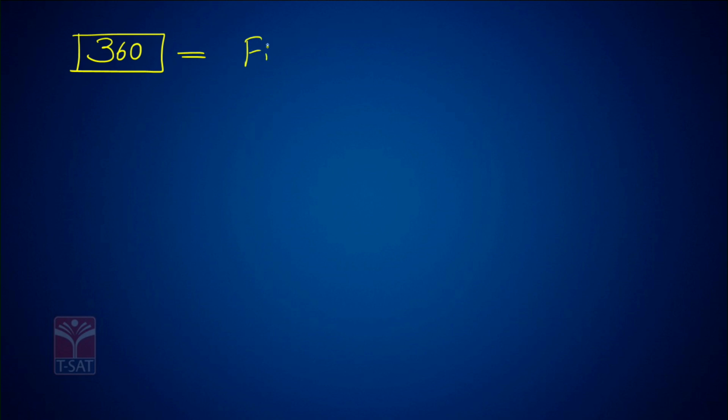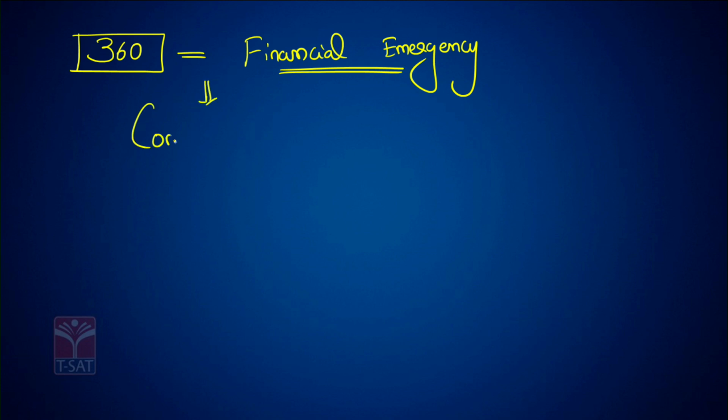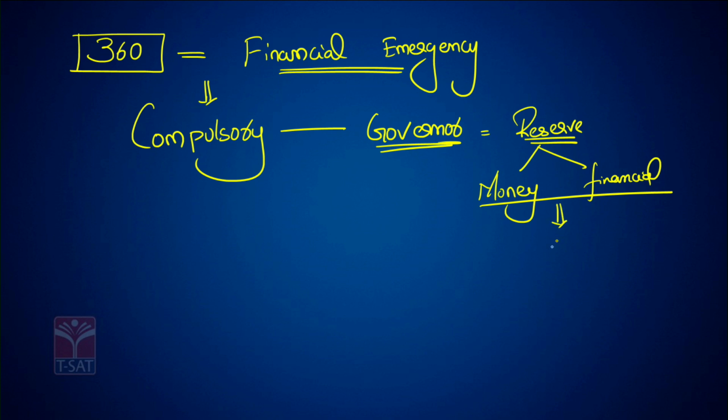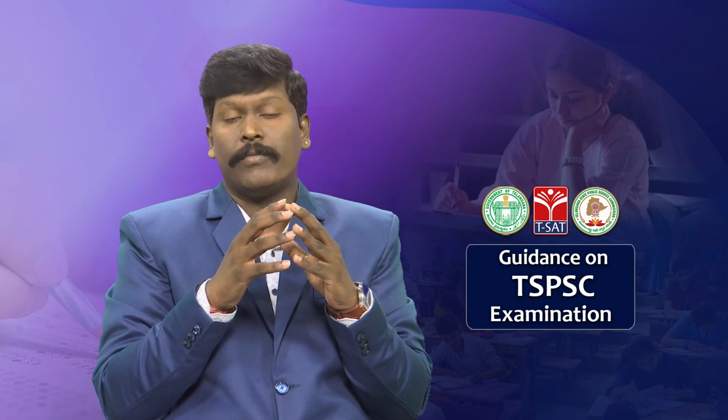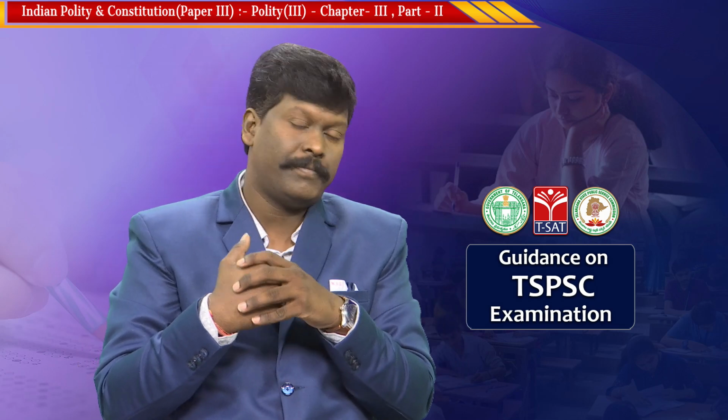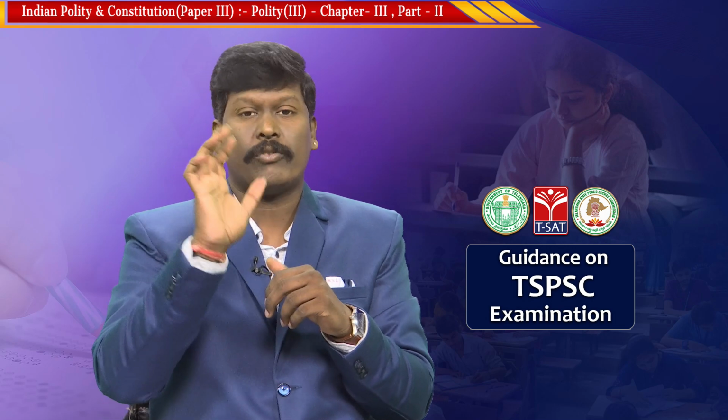According to Article 360, whenever a financial emergency is in force, it is compulsory for the governor of the state to reserve the money bills and financial bills of the state to the President of India. So these are the circumstances where the governor reserves certain bills of the state legislature to the President. This is one of the expected questions we have. Okay. Now let us see the next question.